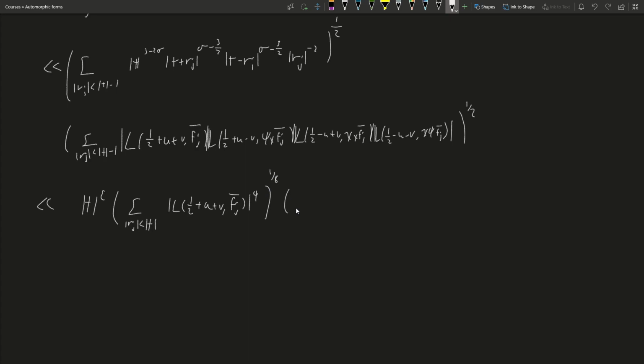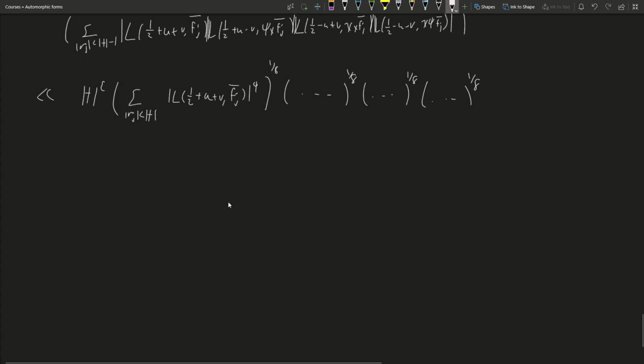And then times the same thing, but with the other 3 L functions, with the different combinations of signs and characters. And they'll all be similar. So okay, we need to understand how each of those are going. And for those, we're going to need some additional machinery.